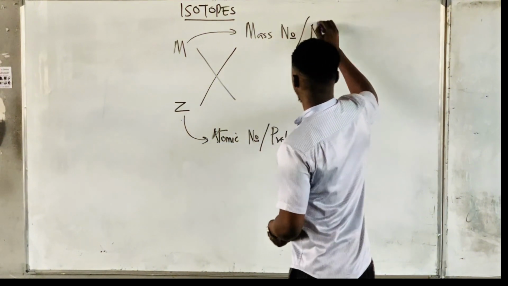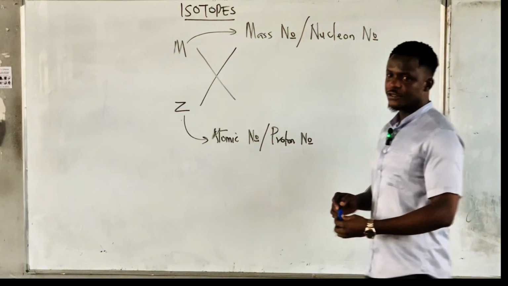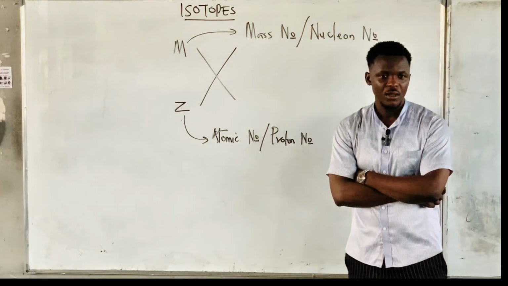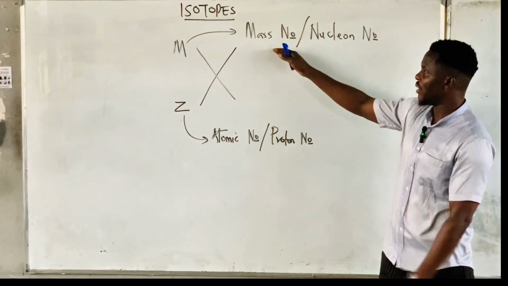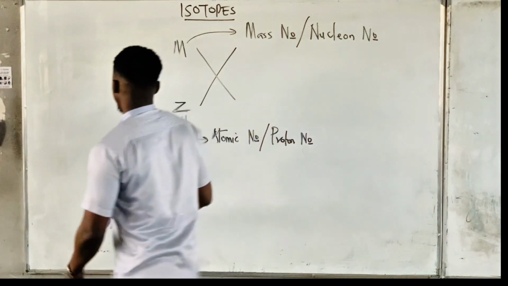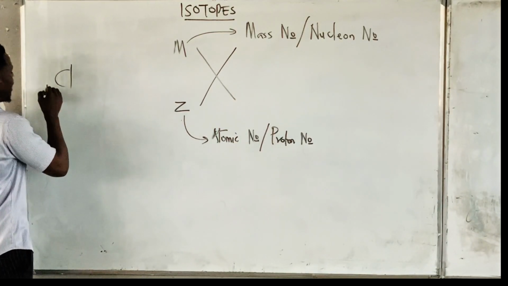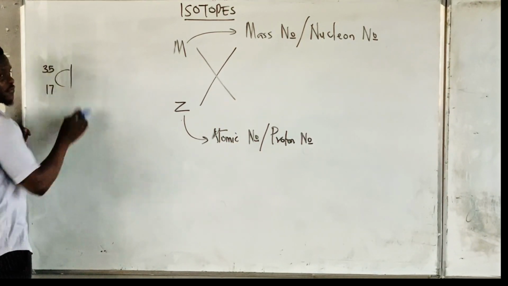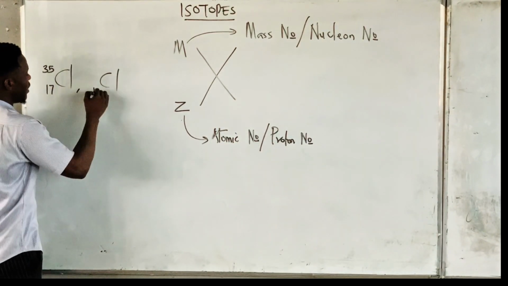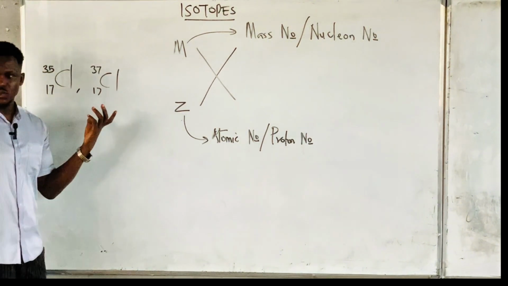Another name for mass number, we can also call it nucleon number. So we have the mass number, we have the nucleon number. Now, having said this, if you see something like this, let's say chlorine, we have 17 35, we have chlorine 17 37. Two of them, they are isotopes.